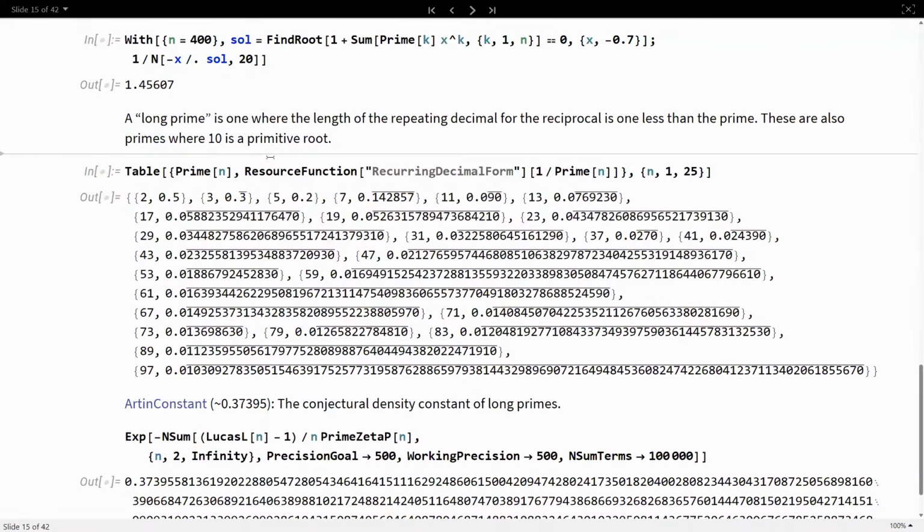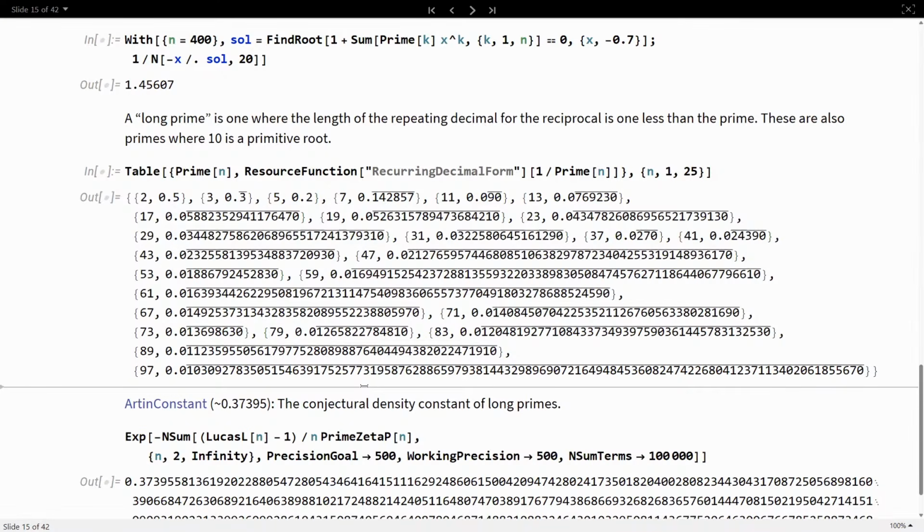A long prime is one where the length of the repeating decimal is equal to 1 less than the prime itself. For example, 7 has a length 6 repeating decimal. 17 has a length 16 repeating decimal, and 19 length 18 repeating decimals, 23 length 22. But 31 is not a long prime, neither is 37 or 41. 97 is a long prime with length 96.